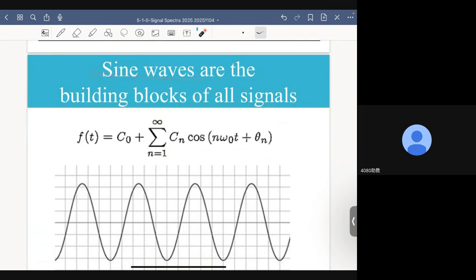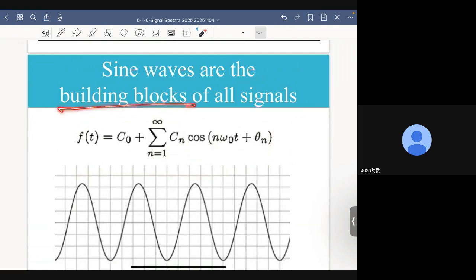When we say sine wave, it doesn't have to be the sine signal. It can also be cosine, because in English, if not particularly emphasized, sinusoidal signals refer to cosine. It is actually the building block of all signals, which means all signals can be synthesized by sinusoidal functions with different frequencies.